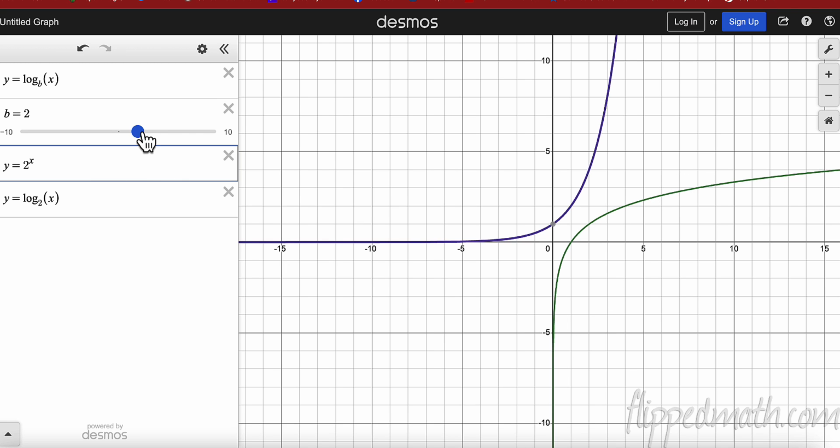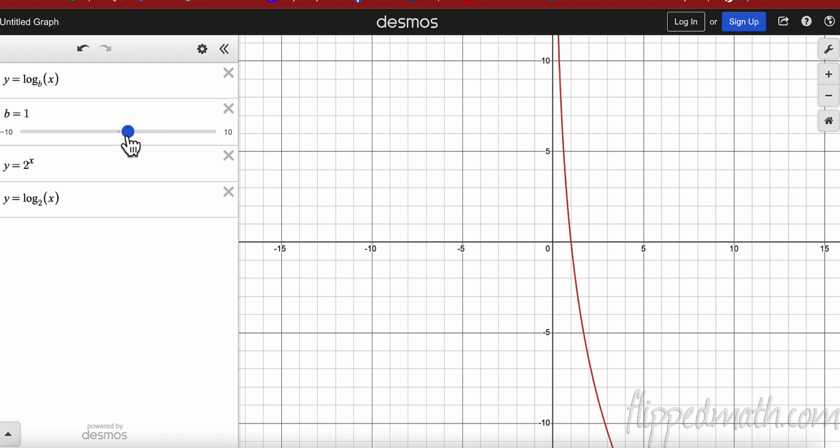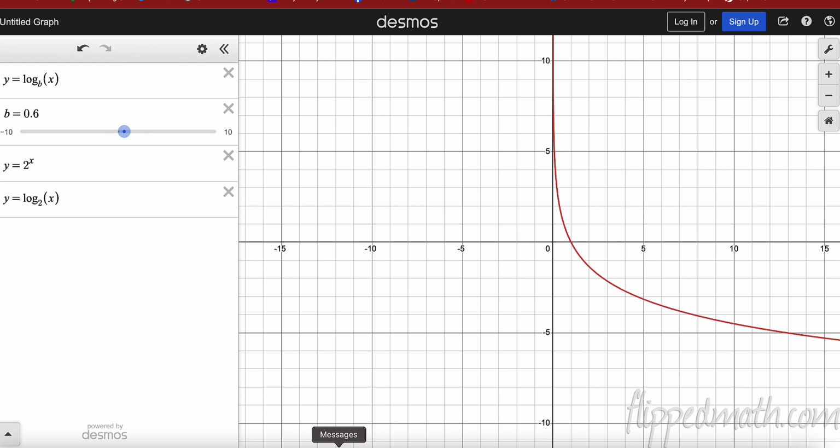All right? Let's see, when would it be decreasing? So let's take this off. So we have this equation. We know that when b is greater than 1, it is increasing. Let's go back. Let's go less than 1. You can see now that it is decreasing. So we can go fill in our table.